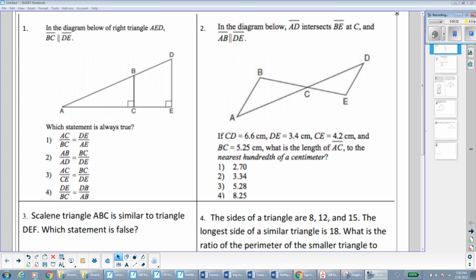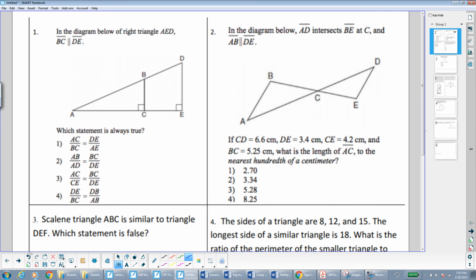Hi everybody, in this video I'm going to be going over test 1 from the spring semester. So for question number 1, it says, in the diagram below of right triangle AED, we know that BC is parallel to DE. So I'm going to go ahead and just draw that into the diagram.